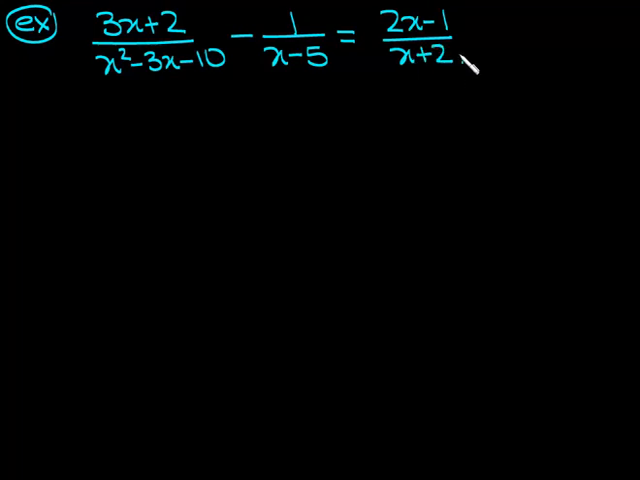Okay, so this is an equation, you can see, that has fractions. As soon as you see equations with fractions, a light bulb should go off: I should get rid of those fractions. Now to get rid of fractions, you need to multiply everything by the common denominator.